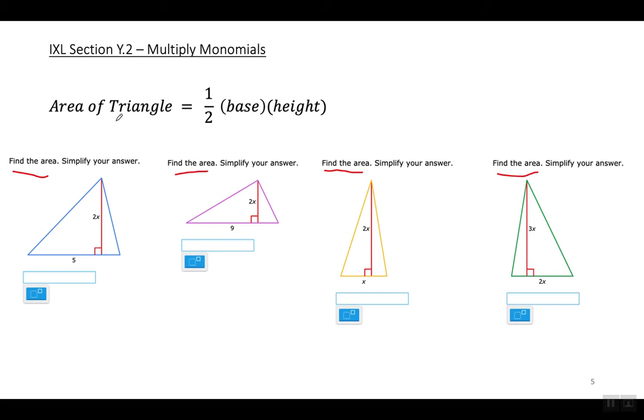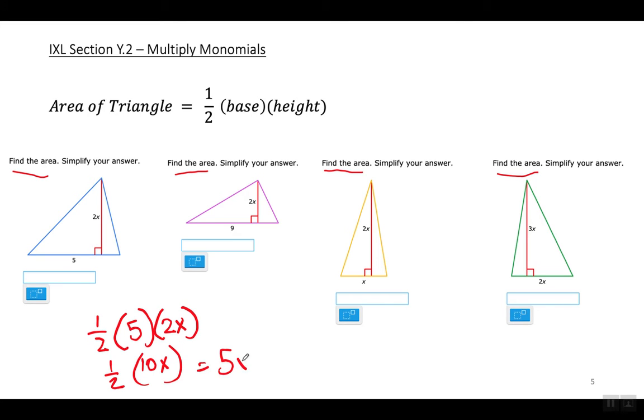So in this example, I got to do 1/2 of 5 times 2x. Well, 5 times 2x is 10x. And half of 10x is 5x. Because 10x divided by 2 is 5x. All I did is divide the 10 by 2. So that's my answer. All right.